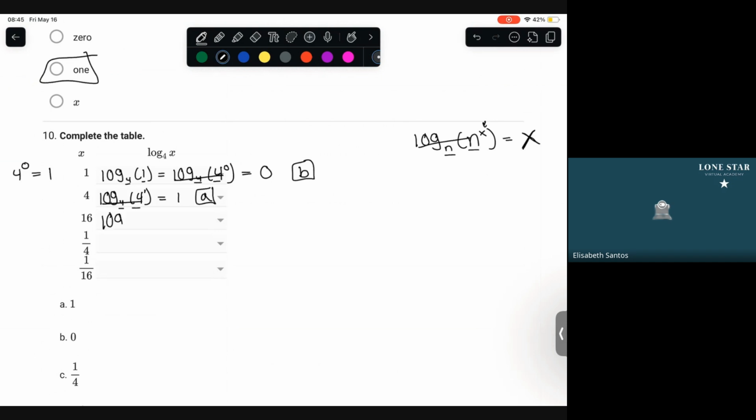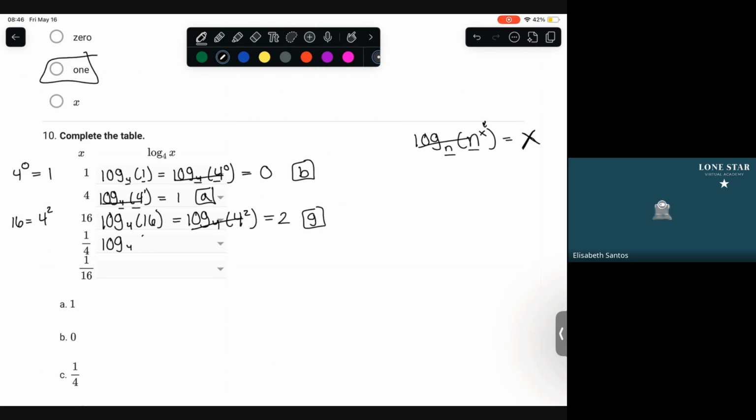Okay, now we have log base 4 of 16. What do we know about 16 and 4? Well, if I square 4, I get 16, right? 4 times 4 is 16. So I'm going to rewrite 16 as 4 squared. These cancel. I'm left with 2, and that is letter G.